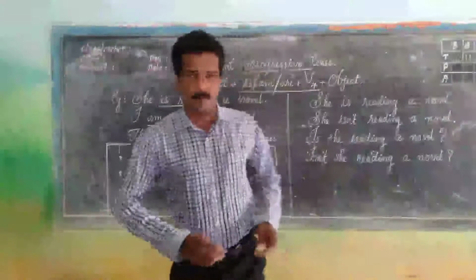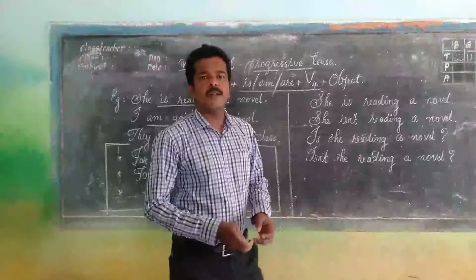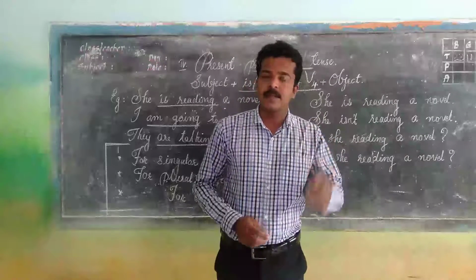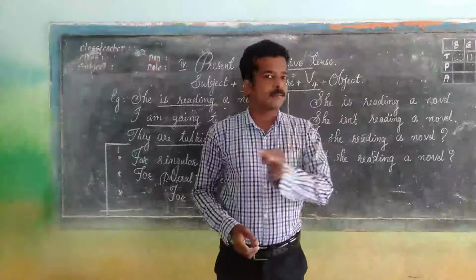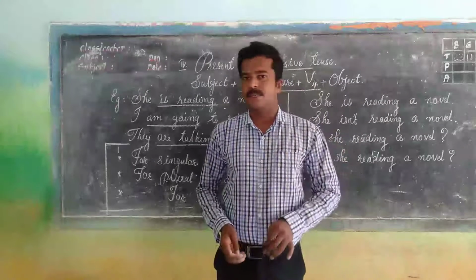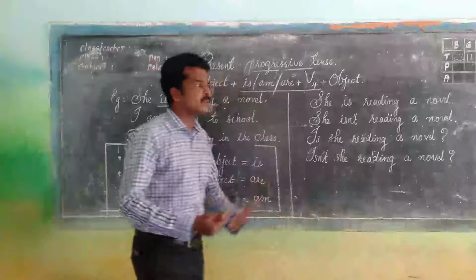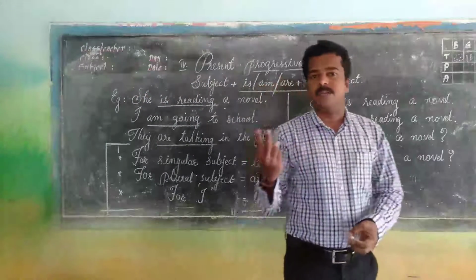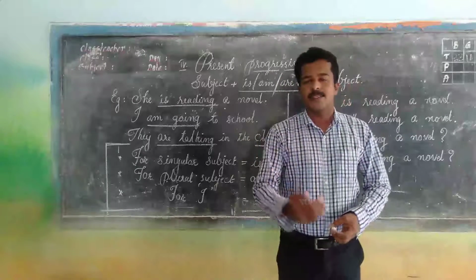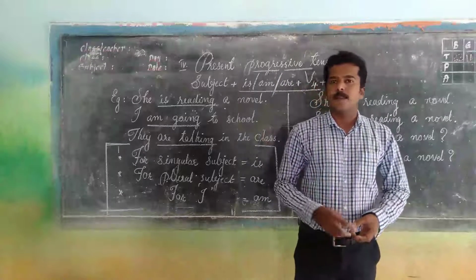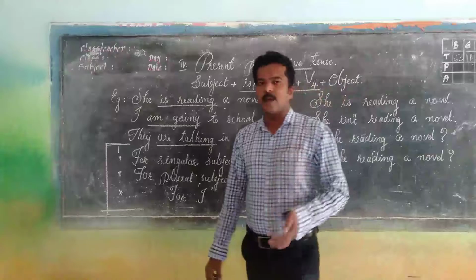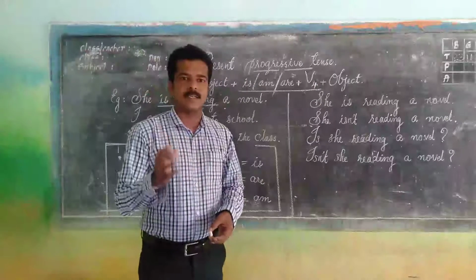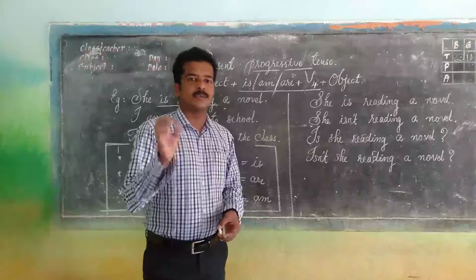Hi children, good morning. Already we learned about the three simple tenses and they were simple present, simple past and simple future. And today my intention is to explain about the two progressive tenses and they are present progressive tense and past progressive tense. And now I shall explain the first progressive tense and that is present progressive tense.